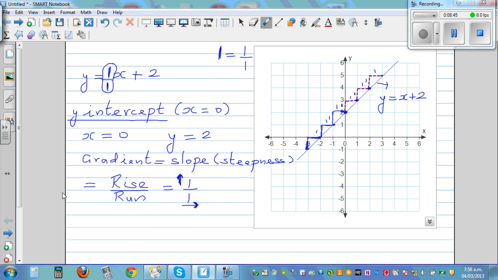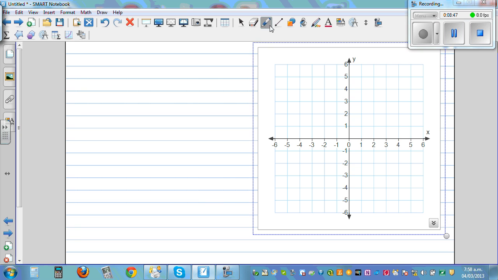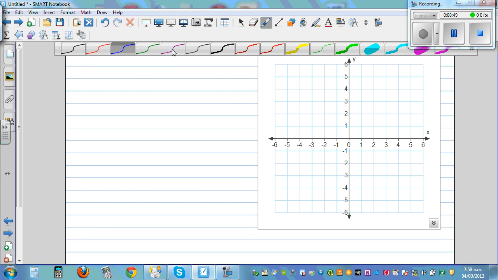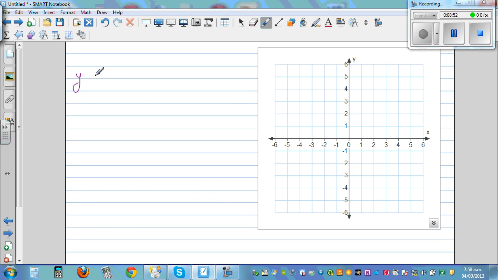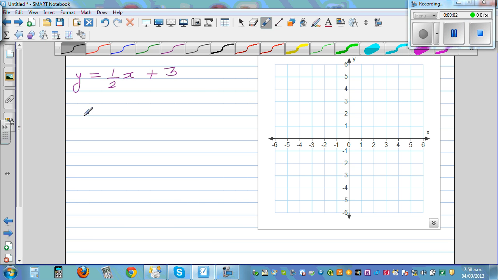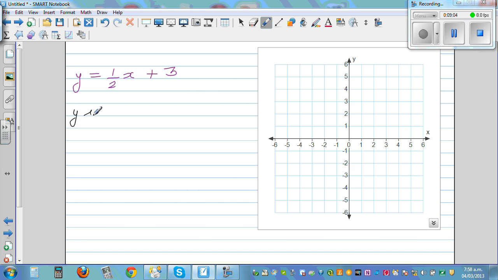Let me move on to one more example. What if it is y is equal to half x plus 3? The first thing is to identify the y-intercept. So what is the y-intercept? Your y-intercept is when your x is going to be 0.